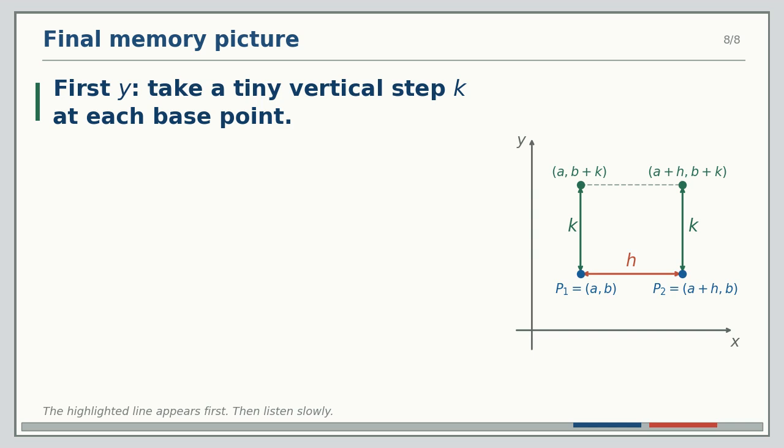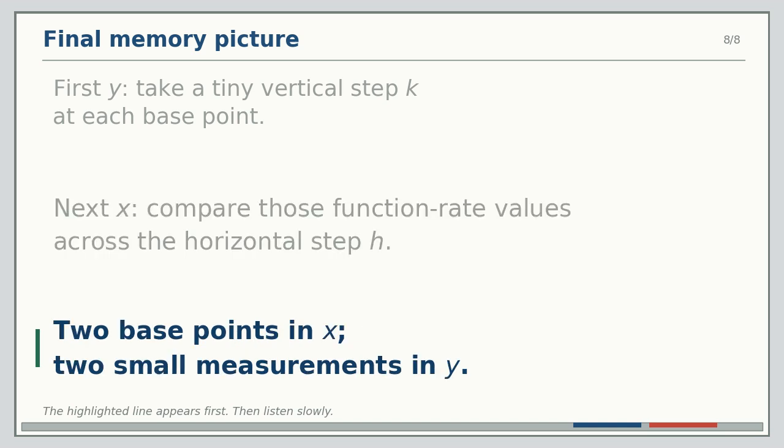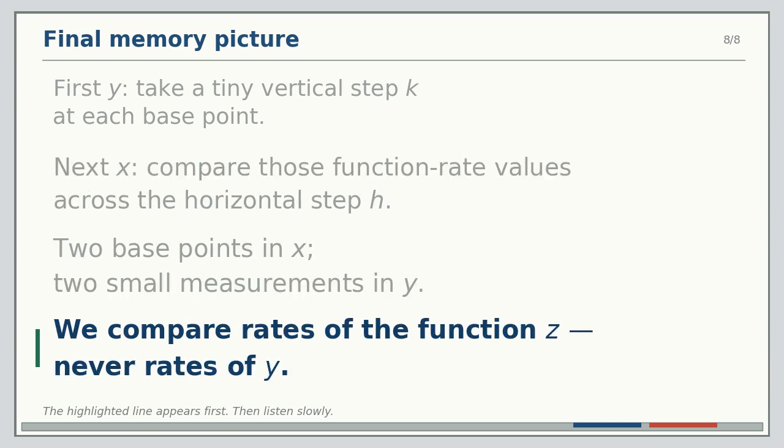Memory step 1. First y. Take a tiny vertical step k at each base point. Memory step 2. Next x. Compare those function rate values across the horizontal step h. Remember, 2 base points in x and 2 small measurements in y. Most important, we compare rates of the function z. We are never calculating a rate of y.